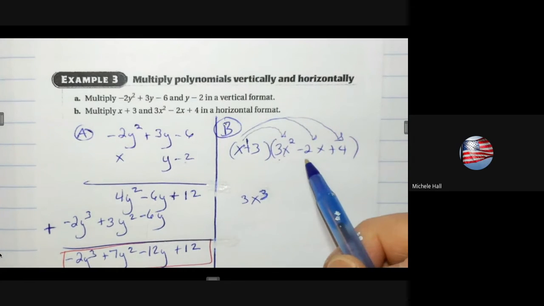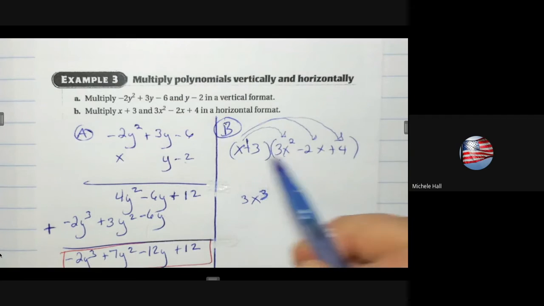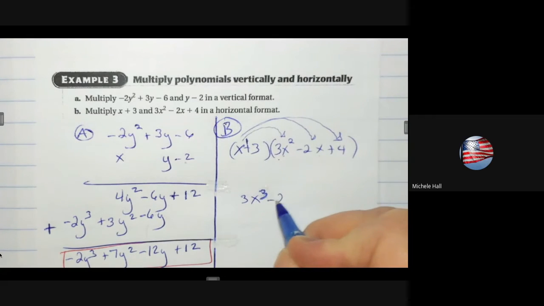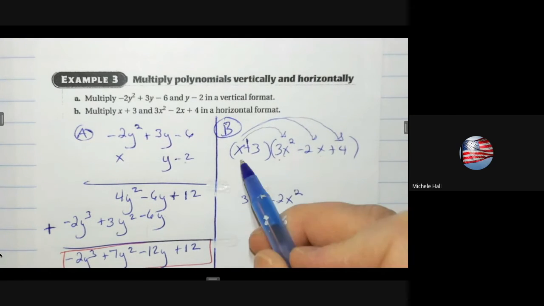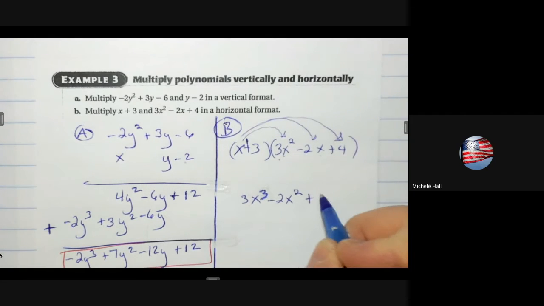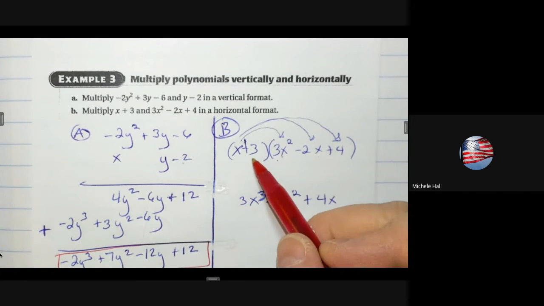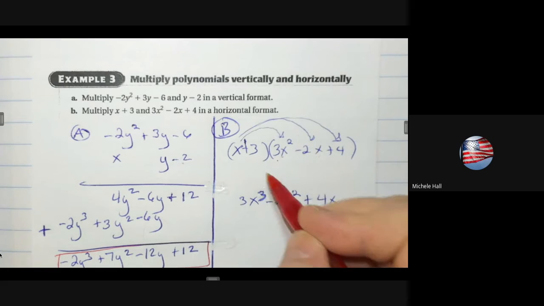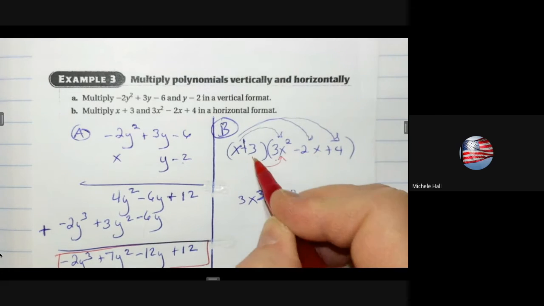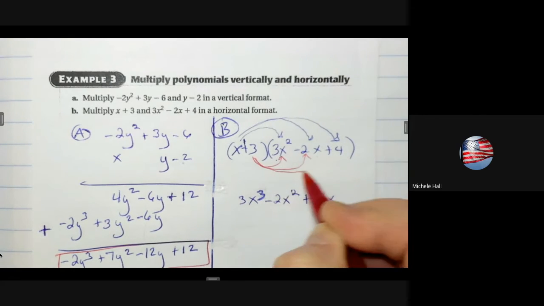X times negative 2x is negative 2x squared. X times 4 is 4x. Now I'm ready to move on to 3. This is a positive 3. So 3 times the first one, the second one, and the third one.